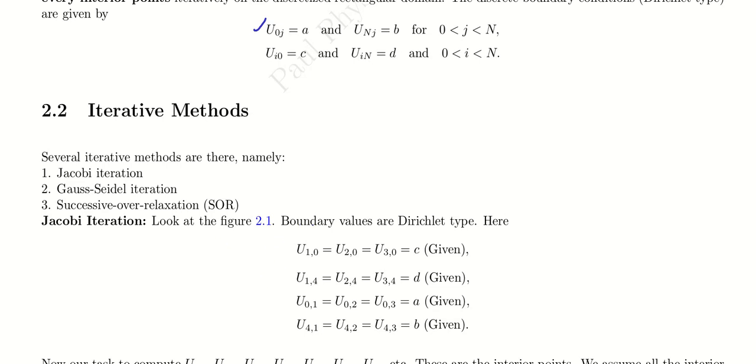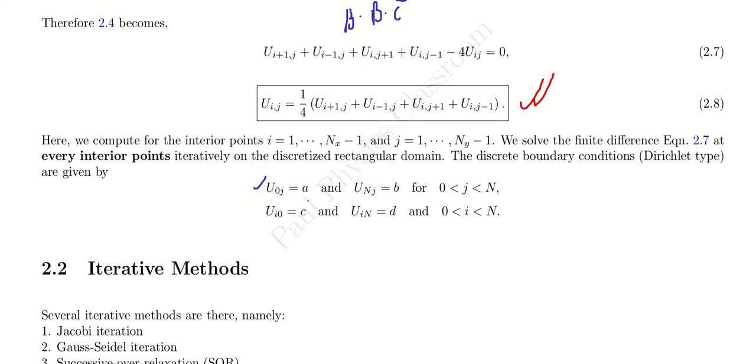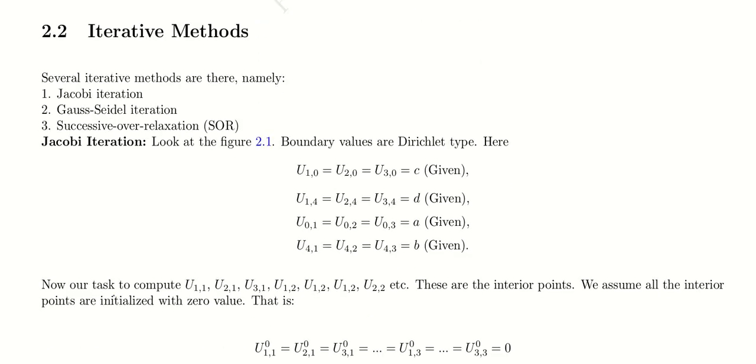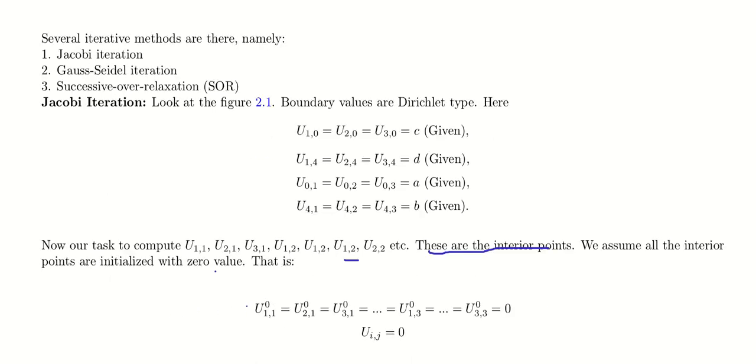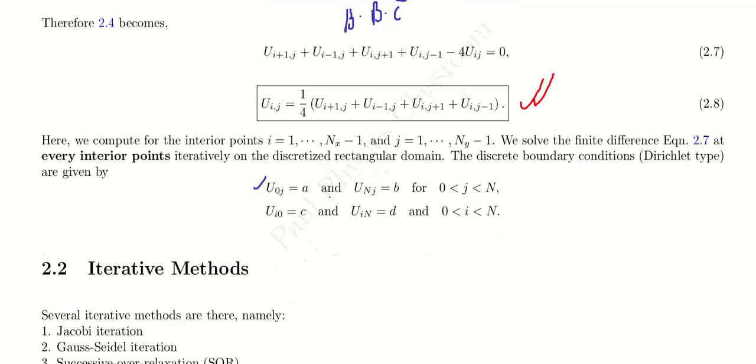And look at figure 2.1. That means this figure. All the boundaries are mentioned here, as we already told you. These boundaries are given. Our task is to compute u11, u21, u31, u12, and so on, and these are the interior points. We assume all the interior points are initialized with 0 value. That is, all the interior values are initialized with 0 first. In the computer we will first initialize with 0 value. That means all these interior values are initialized with 0 and with given boundary conditions.